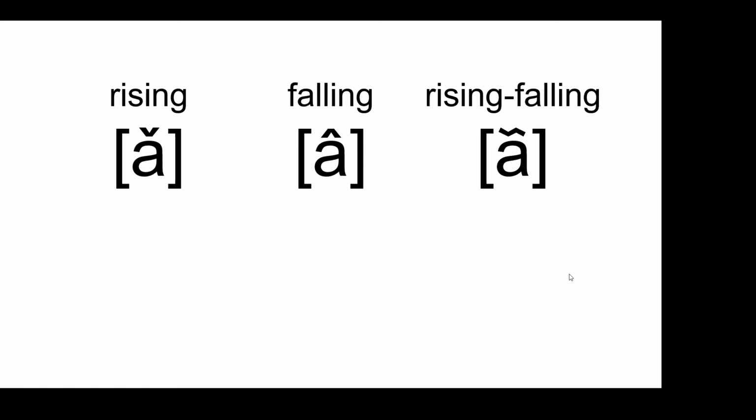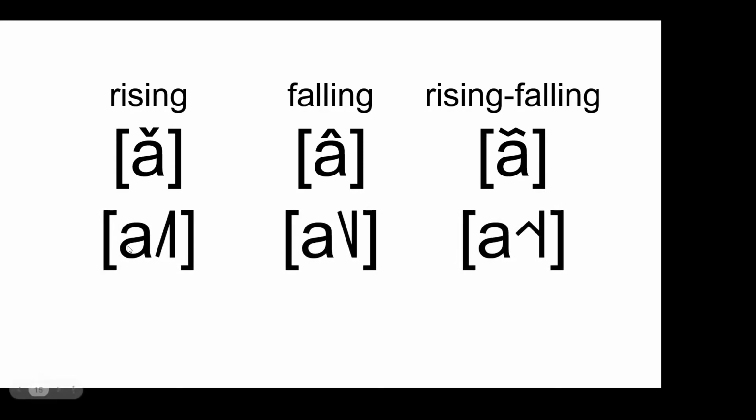Okay, and now with contour tones, so here's a rising tone. And notice it has the downtick, the grave element, which indicates a low tone, followed by the acute element, which indicates a high tone. So low to high is rising. High to low is falling. Low to high to low, rising and then falling. So sometimes we can get quite complex contour tones.